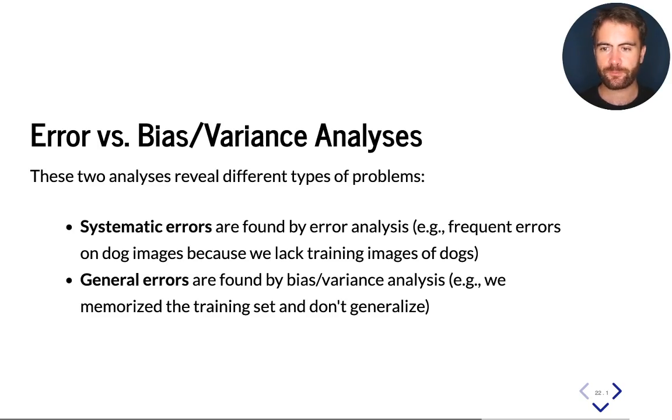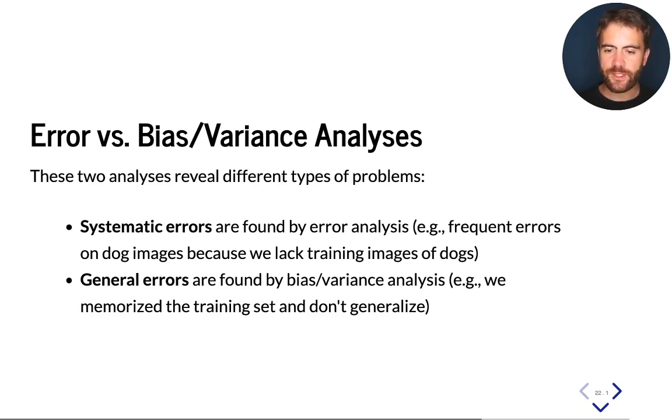So for instance, our model can be making errors on all the dog images, and that happens. If we investigate, we can see that this happens because we are actually missing dog images in our training set, and so with error analysis, we can solve the particular problem of misclassifying dogs, which is something that's important, that needs to be observed and needs to be fixed.